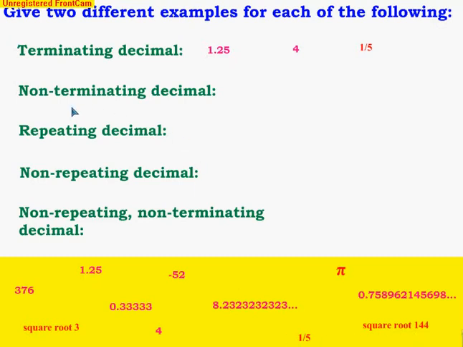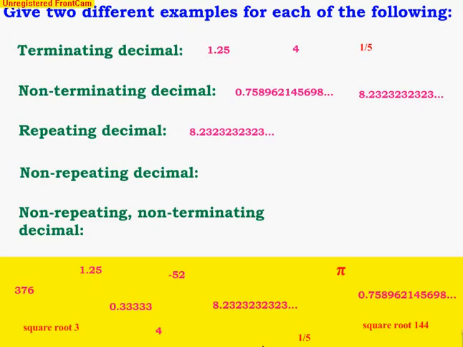Some examples of non-terminating decimals. These are decimals that go on and on, non-terminating. This would be an example of a non-terminating decimal. Another example of a non-terminating decimal would be this example. Repeating decimals are decimals that repeat. They go on and on, but they repeat. So this would be an example of a repeating decimal. You can see that the 2-3 is repeating.